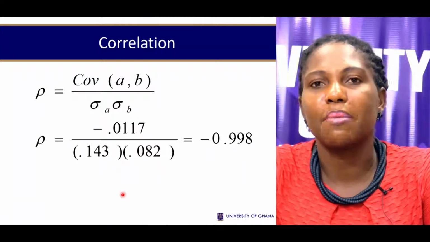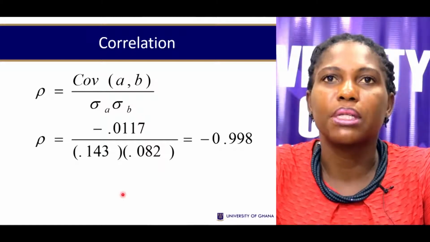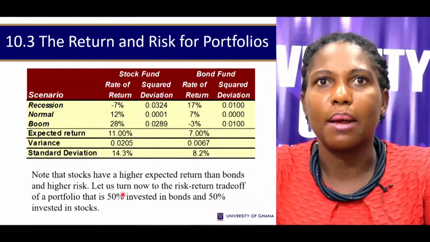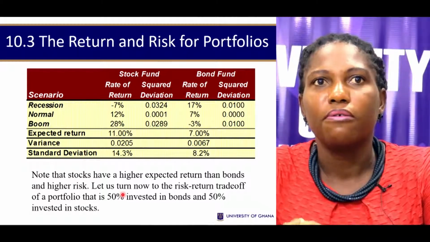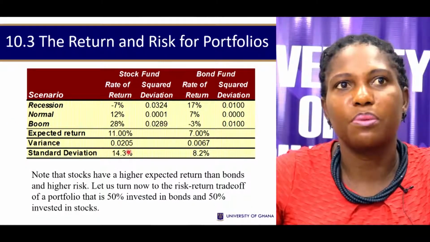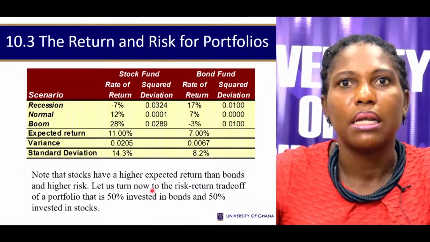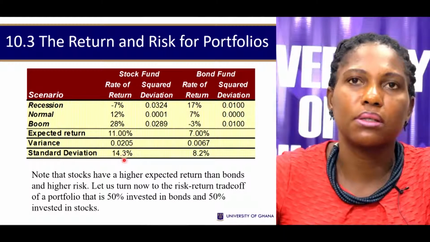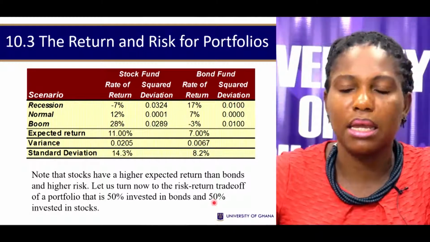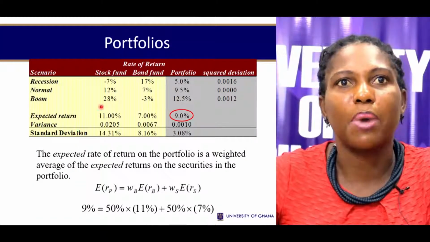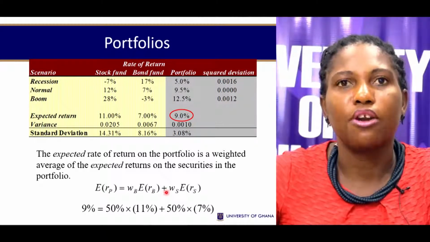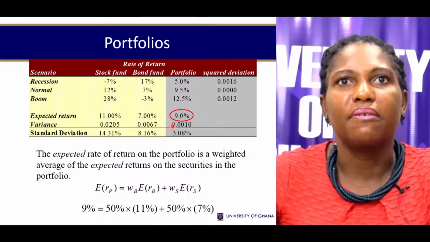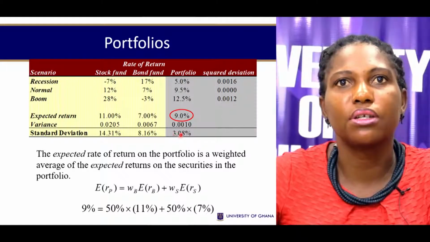Now, this relationship, like I mentioned earlier, is very relevant in putting together portfolios. If we look back to our example, we can see that the standard deviation for the stock seems to be higher than that for the bond. Now, let's look at a case where we decide to invest 50% of our money in the stocks and 50% of our money in the bonds. Once we do that, our expected return, which is the weighted return of the two investments, is pegged at 9%. And so the variance also drops and the standard deviation also drops.